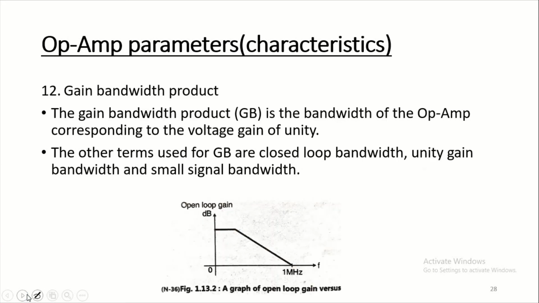Next is gain bandwidth product. The gain bandwidth product GB is the bandwidth of the op-amp corresponding to a voltage gain of unity. The graph of open loop gain versus frequency is shown in the figure. It shows that the gain bandwidth product is equal to 1 megahertz. The other terms used for GB are closed loop bandwidth, unity gain bandwidth and small signal bandwidth.